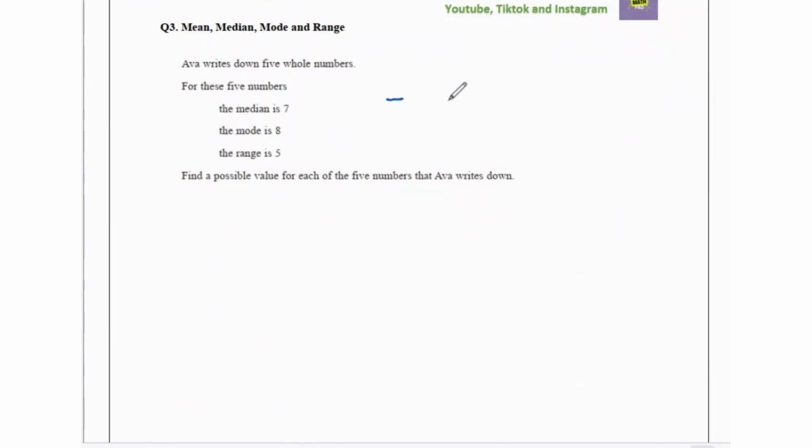So we have 1, 2, 3, 4, 5 numbers. We don't know what these numbers are, but we know that the median is 7. Now, if we notice, we have 5 numbers, which means that's an odd number data set. So median value would be the number that's right in the middle of the data set, which is 7. So 7 will come over here.